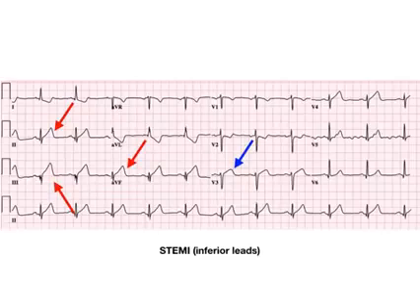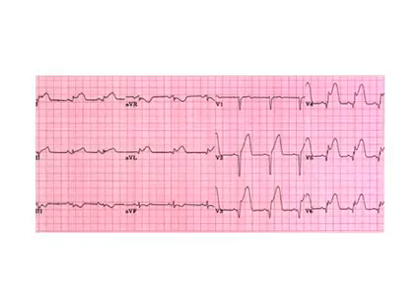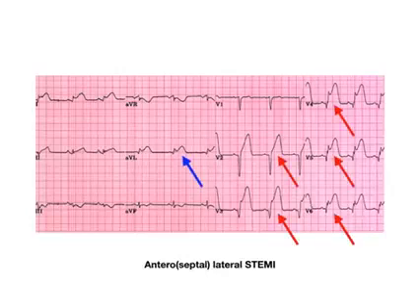So this is a STEMI. What do we see here? Pause the video if you need more time, and in 3 seconds I'm going to tell you. This is another STEMI, but this one is anteroseptal, right? So look at the red arrows. Those are ST segment elevations that correspond to V2, V3, V4, V5, and V6. So V5 and V6 are lateral, and V2, V3, and V4 are anteroseptal. So we combine them and we say this is an anteroseptal lateral STEMI.